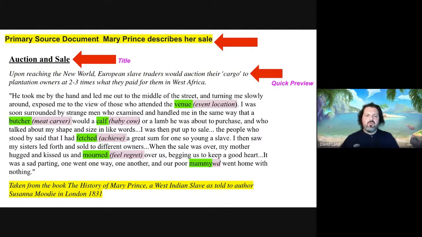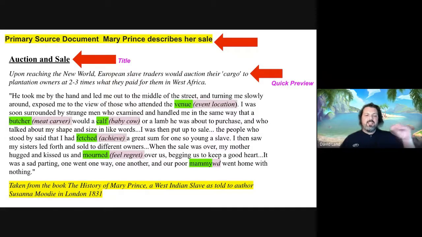The people who stood by said that I fetched a great sum for one so young a slave. I then saw my sisters led forth and sold to different owners. When the sale was over, my mother hugged and kissed us and mourned over us, begging us to keep a good heart. It was a sad parting. One went one way, one another way. And our poor mammy, sorry about the mistake, that means mother, went home with absolutely nothing."